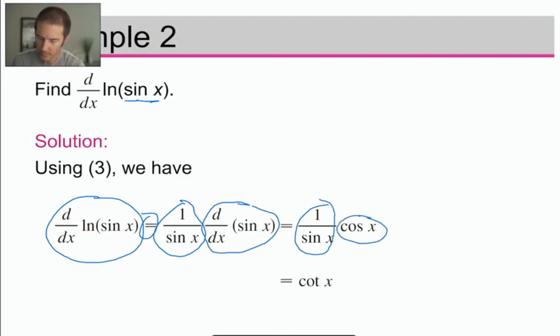And if we take this cosine and multiply it into the numerator times the 1, we end up with cosine over sine, which is equal to cotangent. So it's been simplified down to cotangent.